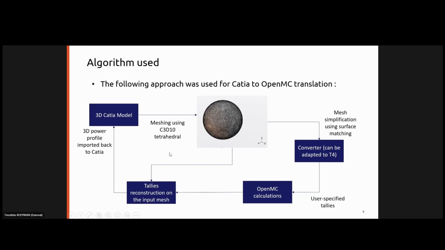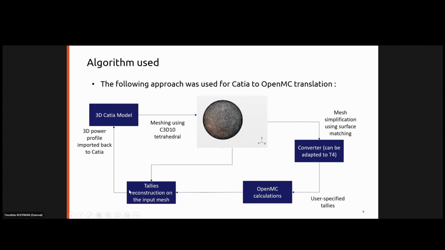So the approach for this algorithm, I would say, is a brute force one. What we did is that using CATIA capabilities, we just meshed our reactor with fifth-order meshes. And we built a converter with some tricks to limit the number of cells and surfaces used inside the input file. And this can directly be used as an OpenMC input. And we can also specify some tallies, so we can count fissions or capture or whatever inside this mesh, which is quite efficient because we use the same mesh for CFD or mechanical calculation and neutronic calculation. So it limits the need for quite expensive interpolation tools.